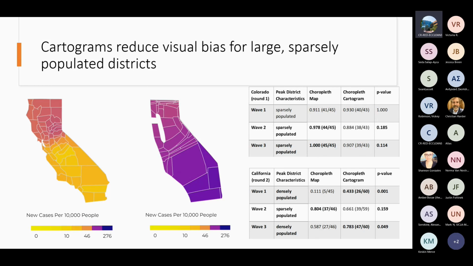We also found that cartogram reduced visual bias for large, sparsely populated districts. Subjects presented with the corpus cartograms were more likely to correctly identify densely populated districts. On the other hand, in 3 out of 4 waves, the district with peak rates was sparsely populated. Results suggest higher accuracy for subjects receiving the corpus map.